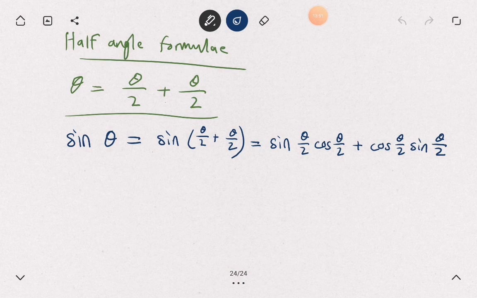So notice sine theta over 2 cos theta over 2 is exactly the same as cos theta over 2 sine theta over 2, right? It's the same angle. So the same angle you repeat twice. That's why you get two similar terms, and then this just becomes 2 sine theta over 2 cosine theta over 2.